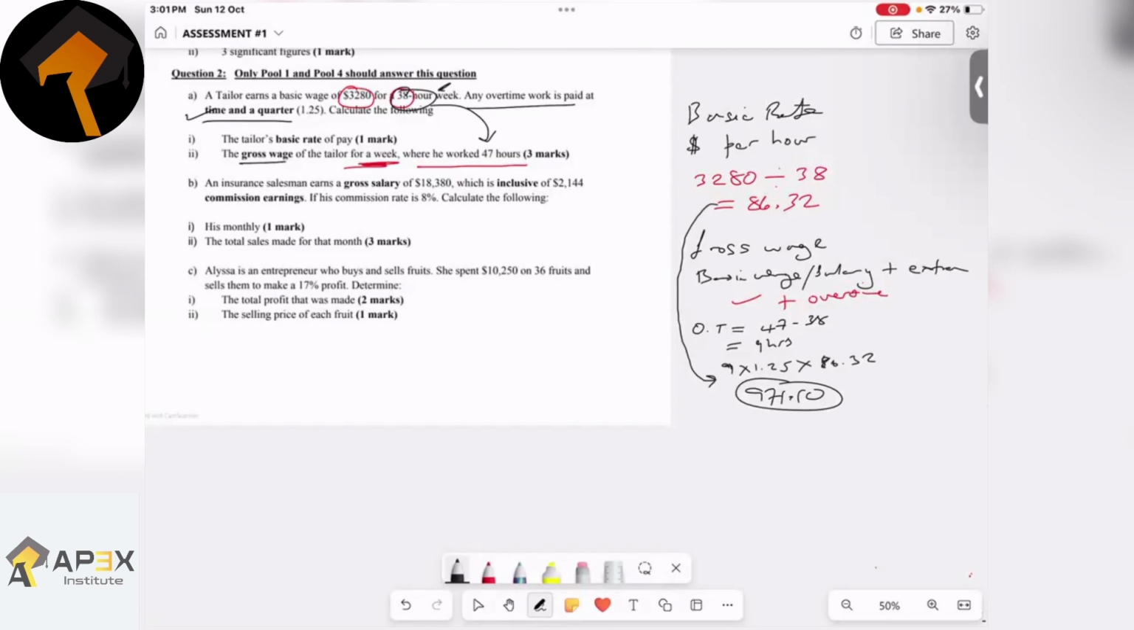Now you're going to get the gross wage, because remember we stated earlier that the gross wage is your basic wage, which is going to be $3,280 that you would have earned for the 38 hours worked, plus the 9 hours. You would have accumulated a total of $971.10. Therefore, your total income or total gross for that week would have accumulated to $4,251.10. All right. So that is the thought process, guys, that goes on during this question.